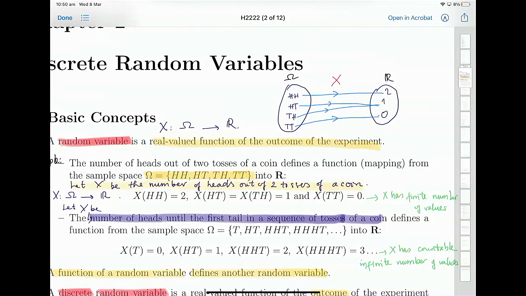So for the first one, X will map head-head to 2 because it has 2 heads. Head-tail to 1 because this event has one head. Tail-head to 1 because you have 1 head. And tail-tail to 0 because you don't have any head. So X is a mapping from the sample space into R. See? So we call X a random variable. A random variable is a real valued function defined on the sample space.